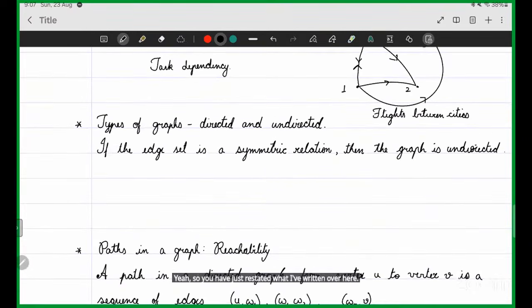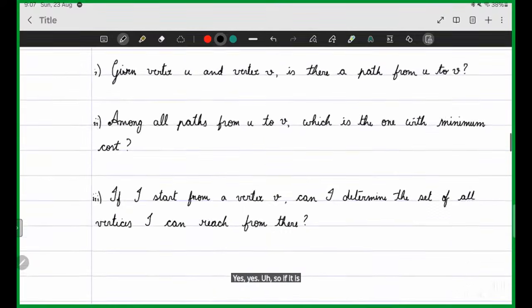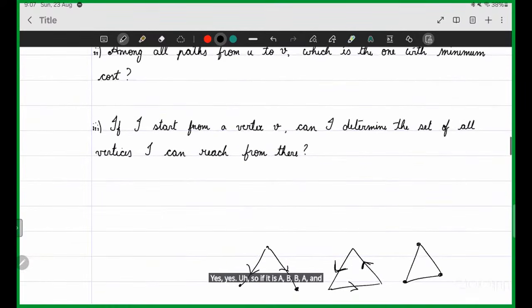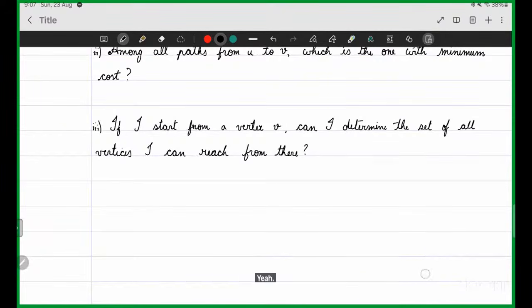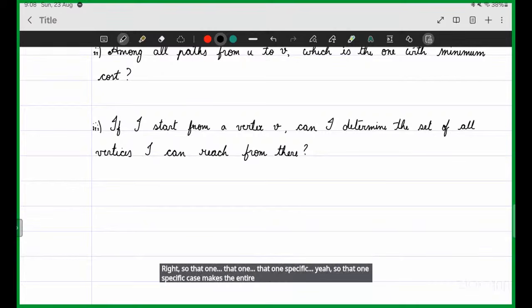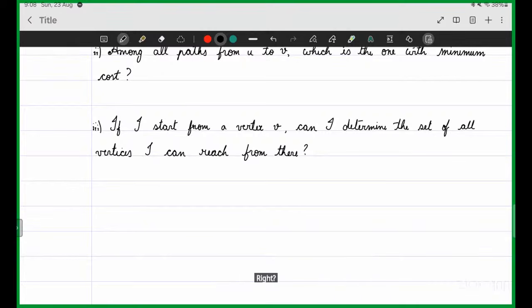Yes. So if it is A, B, B, A, and it goes on and on. But if there's one element which is not symmetric, let's say X, Y, but no Y, X, then the entire graph becomes directed for that matter. A directed graph, yeah, with all but that vertex. So that one specific case makes the entire thing directed, right? Yes. Okay, got it. Sir, thank you so much.